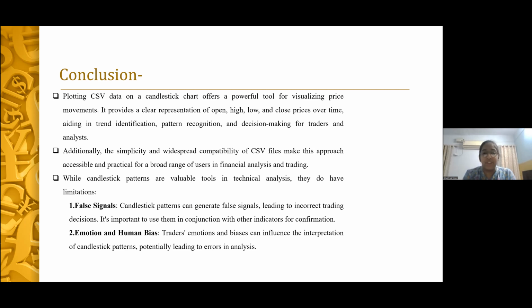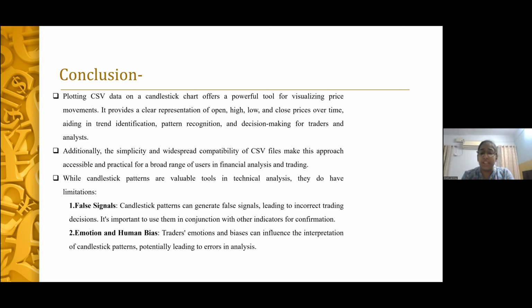While candlestick charts are surely a valuable tool in technical analysis, they also have some limitations. The very first limitation is false signals. Candlestick patterns can generate false signals, leading to incorrect decisions. For example, it might show that one should not invest, while the user might feel that yes, I can invest in the stock market, it is showing some potential for growth, while the candlestick chart might show some false signals that one should not invest in this.